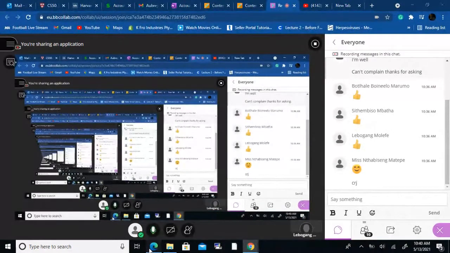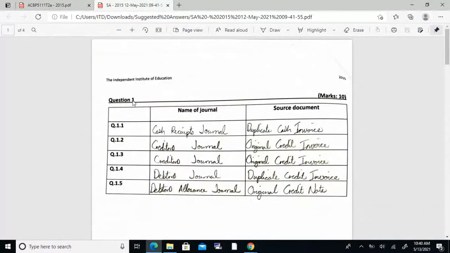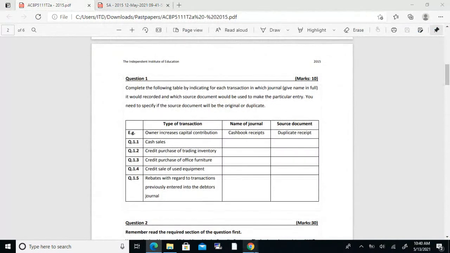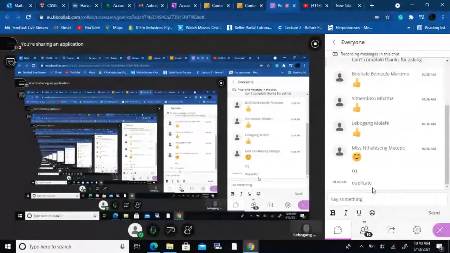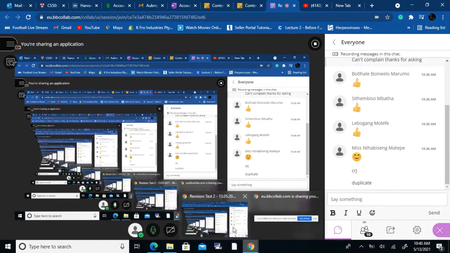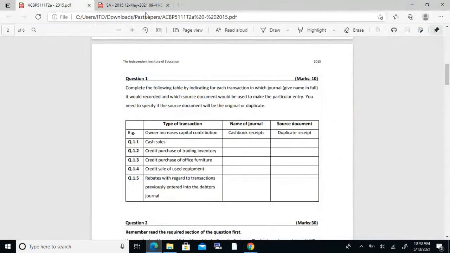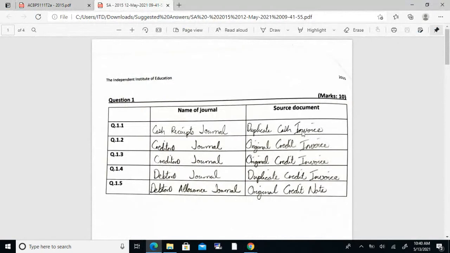Okay, just in the interest of time, let me give it to you. I think I heard something there in the chat. Yes, it's going to be a duplicate. Thank you very much. It's going to be a duplicate cash slip, or a duplicate receipt. Here on the answers, let me show you what I wrote. I wrote duplicate cash invoice. That could also be right, but I'd prefer that you go with duplicate cash slip or duplicate cash receipt. Right, so that's the first one.